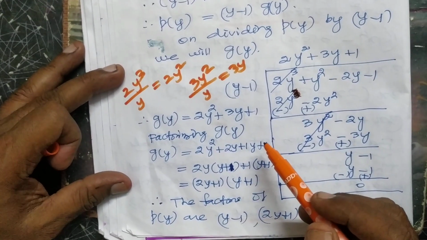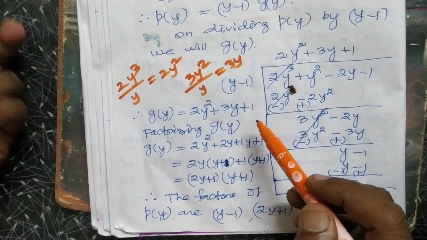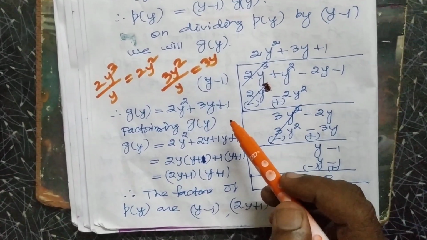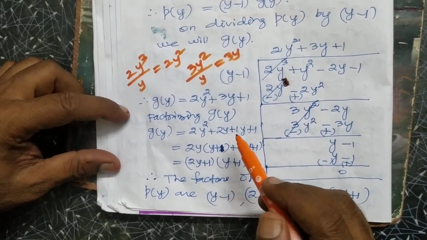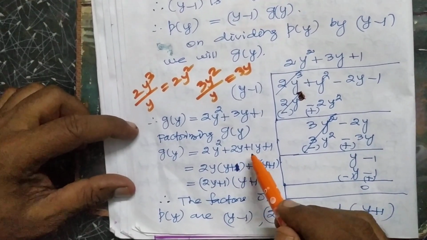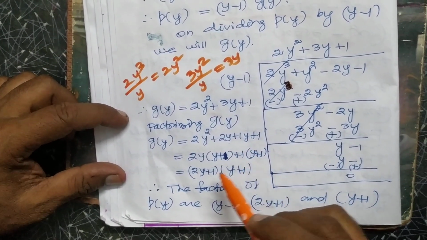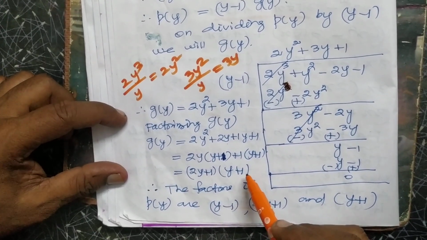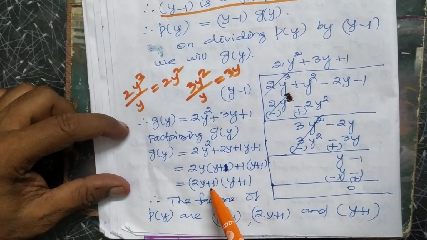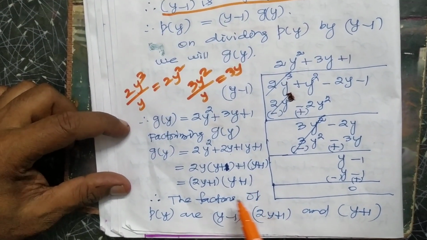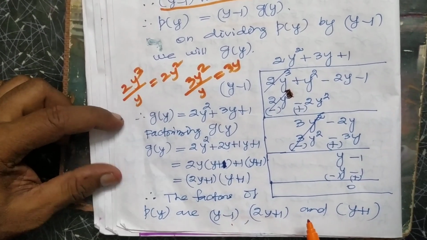We have to factorize. Now 2 into 1 is 2. The factors of 2 are only 1 and 2. Adding 1 and 2, we get 3. Therefore, splitting the middle term into 2y plus 1y: 3y into 2y plus 1y. Then grouping, we get 2y plus 1 into y plus 1. We already have y minus 1 as a factor. Therefore the total factors are y minus 1, 2y plus 1 and y plus 1.